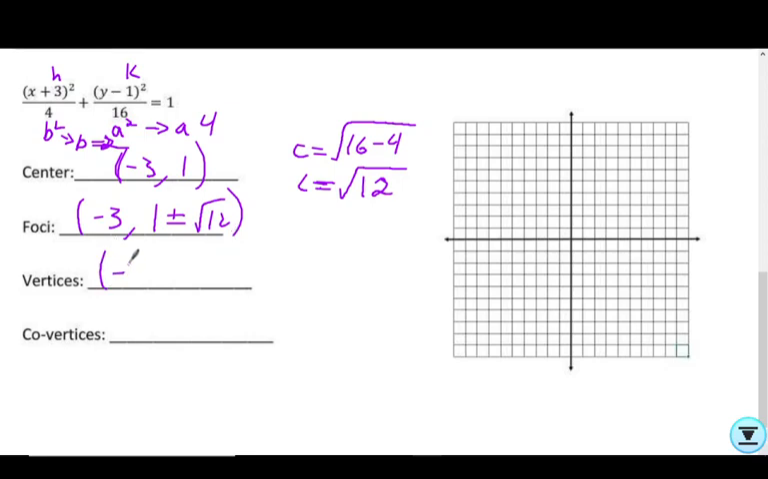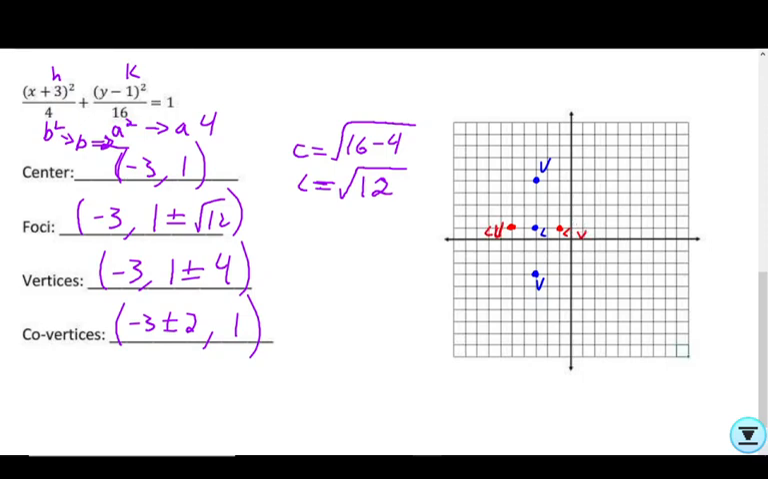My vertices are going to be (-3, 1 plus or minus 4). And my co-vertices are going to be (-3 plus or minus 2, 1). So again, start with your center, (-3, 1). Here's my center. My vertices this time are -3, and then you go to 1, and then you add 4. 1, 2, 3, 4. So here's my vertices here. 1, 2, 3, 4. There's my other vertices. My co-vertices are going to be from the center 1, 2, here. 1, 2, here. Co-vertices.